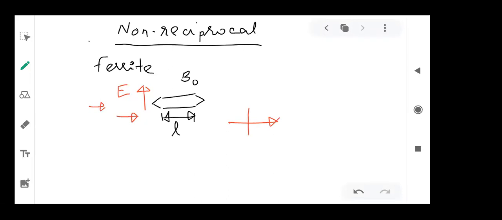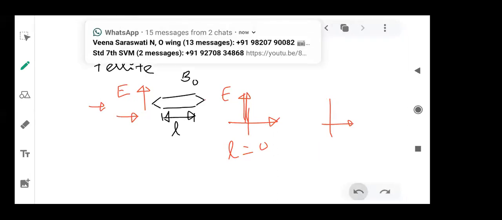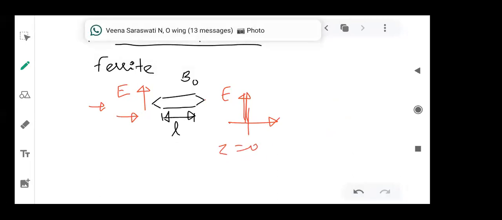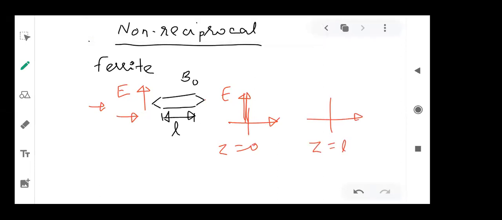So what is happening is that this is the orientation of the electric field. When it covers the entire length, this is where L equals 0. When it reaches the other end, sorry, I will make it Z. Z equals 0 is the start. Z means the Z axis. And when Z equals L, depending on the length, this field will get rotated.